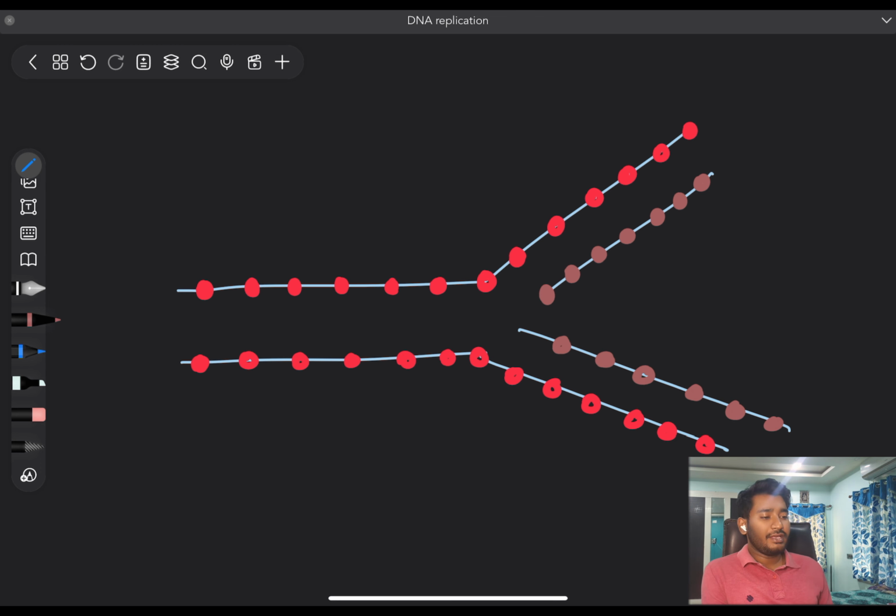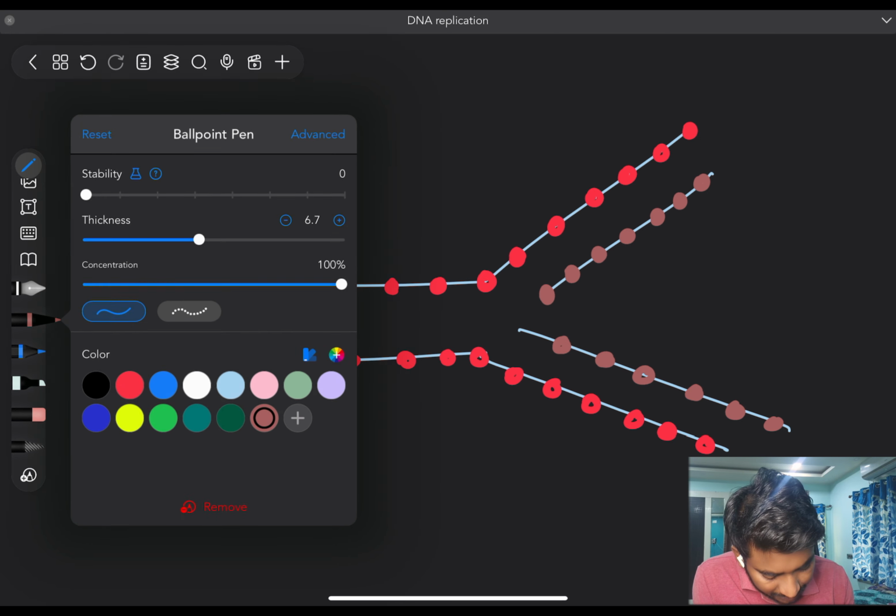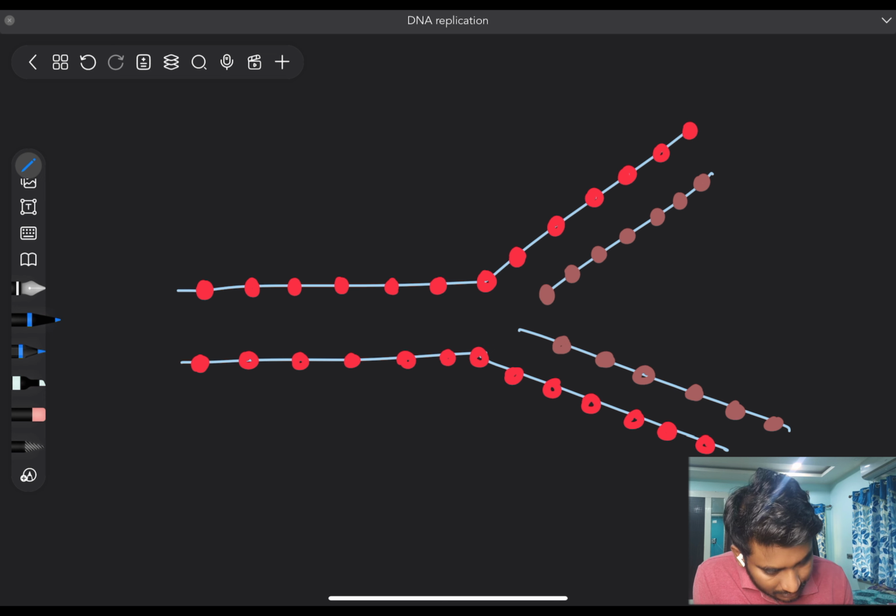See what I am drawing. You just need to understand this, because it can generate many number of questions.